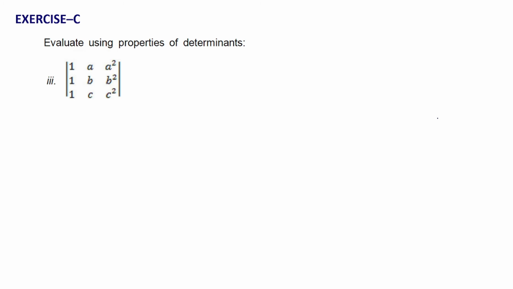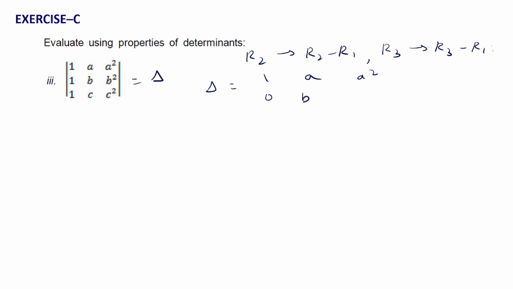The next question, determinant of 1, a, a square; 1, b, b square; 1, c, c square. So let us take this as equal to delta. So performing the operations R2 changing to R2 minus R1 and R3 changing to R3 minus R1, we get delta is equal to, first row remains the same, R2 changing to R2 minus R1, we have 0, then b minus a, then b square minus a square, and R3 changing to R3 minus R1, 0, c minus a, c square minus a square.